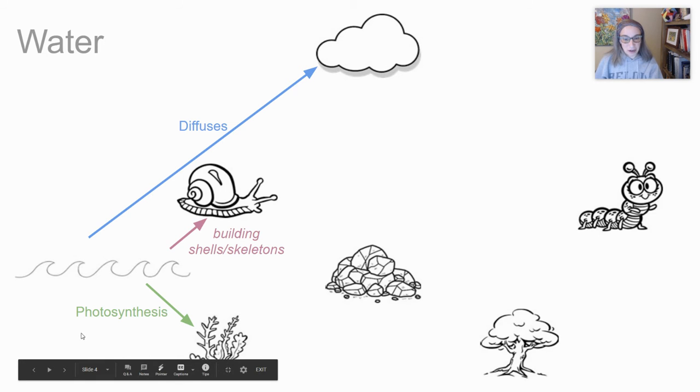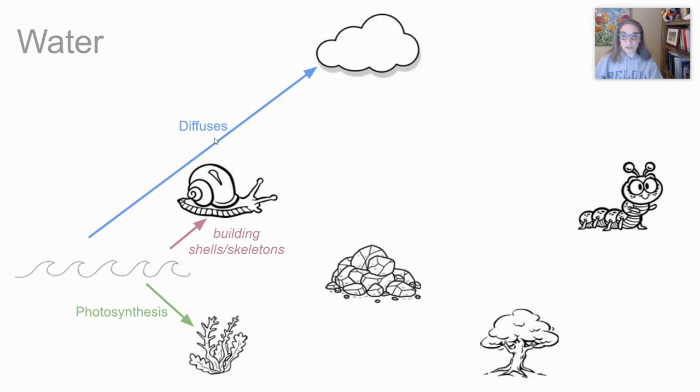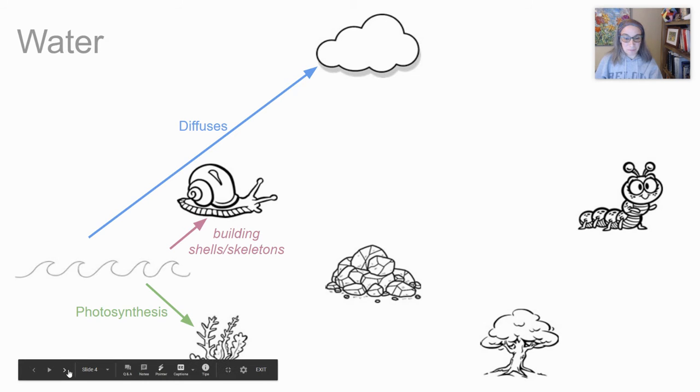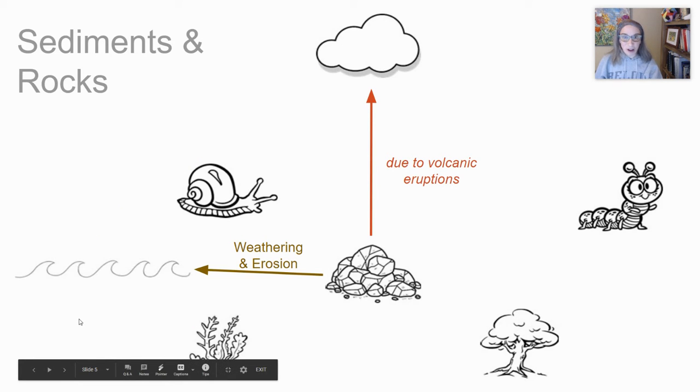Water is another player, and that gives carbon in two different ways as well, both through diffusion back up into the atmosphere and through photosynthesis. So you see some commonalities there, right? That the atmosphere and the water both can provide that carbon to plants, depending on where those plants are located. The sediments and rocks are a huge carbon sink.